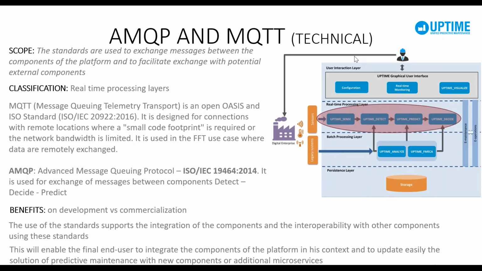Yes, on the Uptime project, as you can see on the right part, we have a set of components we have brought together to make a predictive maintenance platform. And I will insist here on two types of standards. Here's the first one, AMQP and MQTT. These are technical standards, and they are used to exchange messages between the components of the platform and to facilitate exchange with potentially also external components.